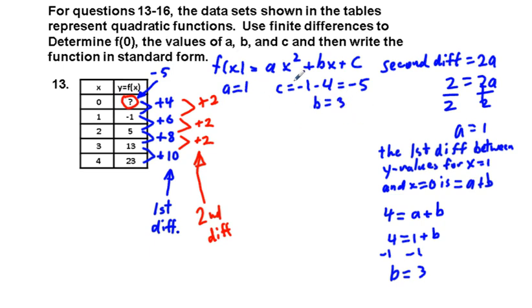So now we can write our function in standard form. It's going to be f of x is equal to 1, right? A is 1, so we'll say x squared. And we have b is 3, so plus 3x. And then c is negative 5, so we'll say minus 5. So this is going to be our equation in standard form. Okay, let's just go ahead and box that in.